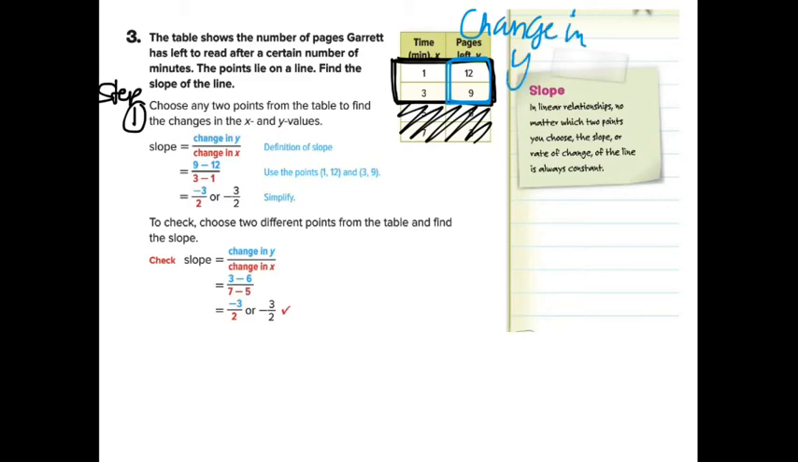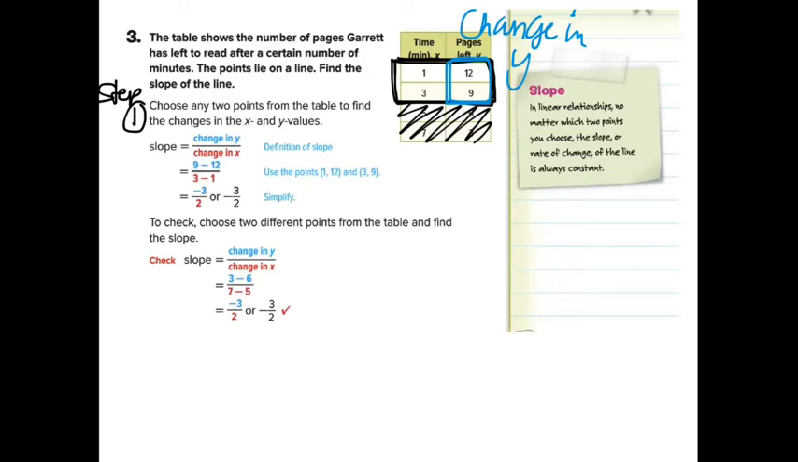So we want the change in y. Anytime there's a change of something, we're trying to find the difference, the distance between those two numbers. And that gives us a subtraction problem. So 9 minus 12. Usually one thing you're going to notice is that it's the second y minus the first y.